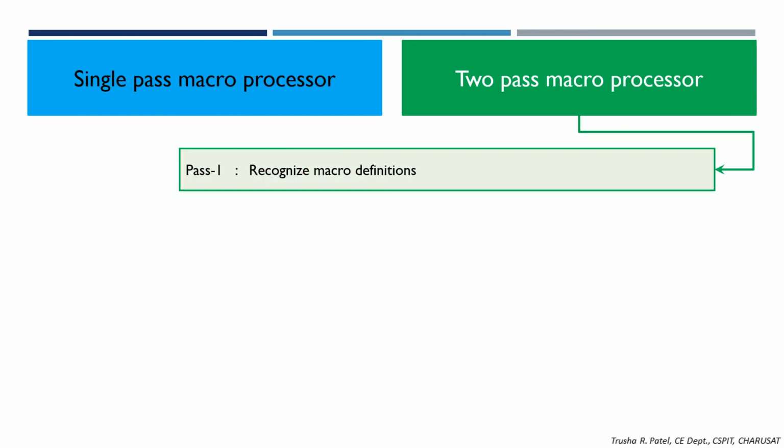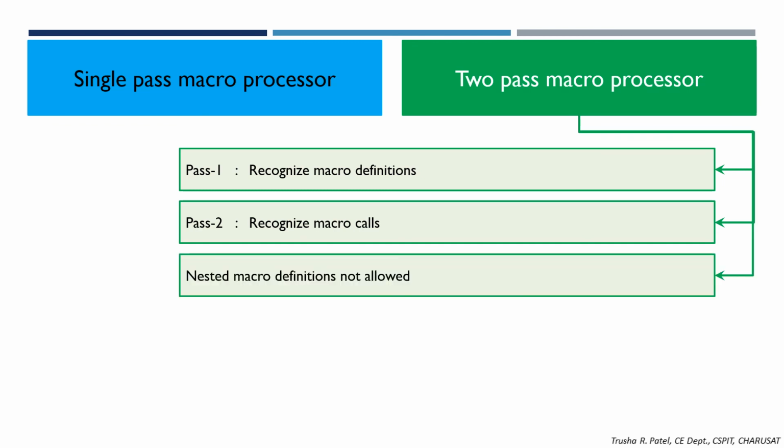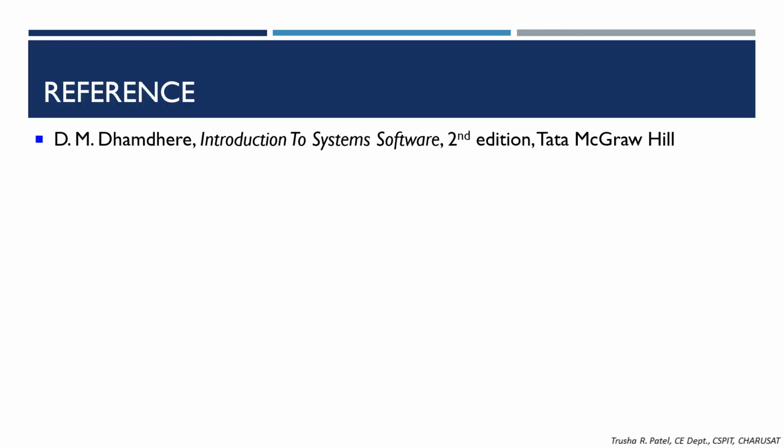On the other hand, in the two pass macro processor, pass 1 will process only the macro definitions, and pass 2 will recognize the macro calls and expand those macro calls. Here the nested macro definitions are not allowed. So here is the end of the last part of the macro preprocessor.